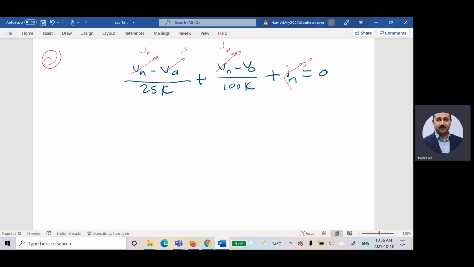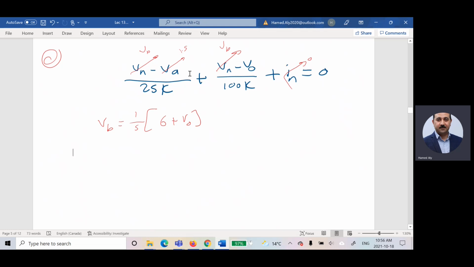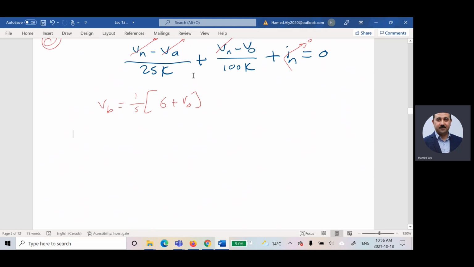If you try to rearrange your equation, you will find that VB is equal to 1 over 5 multiplied by 6 plus VO. Here Vn is VB, and then I have VO. So I have an equation in two unknowns, VB and VO. I tried to put VO on one side and VB on the other side. Then I got VB equals 1 over 5 multiplied by 6 plus VO.